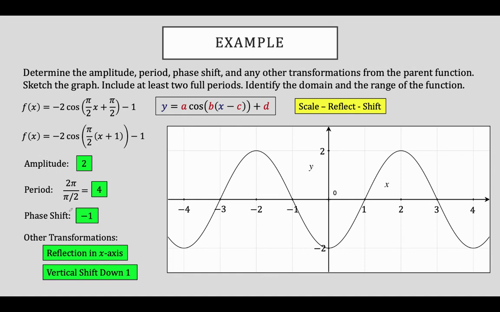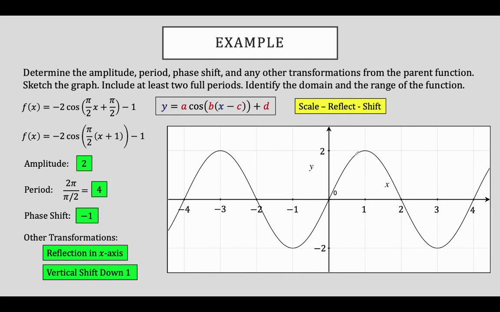Let's start with the phase shift. That's our c constant. Every single one of these points is going to move to the left 1 unit. So this minimum, which was at x equals 0, is going to move to x equals -1. This maximum that was at x equals -2 is going to move to -3. This maximum that was at 2 is going to move to 1. Every single point is getting shifted to the left 1 unit.